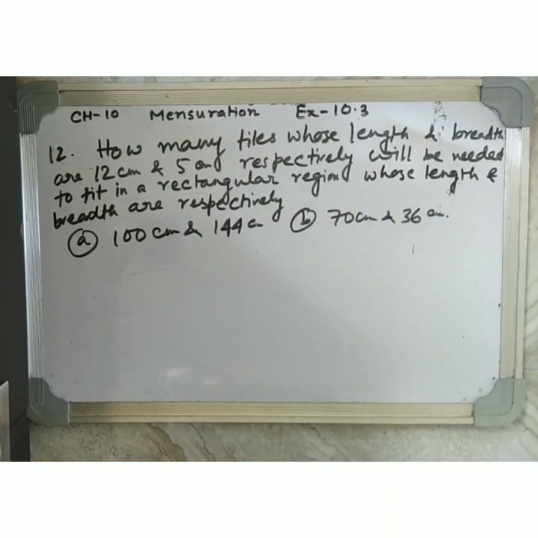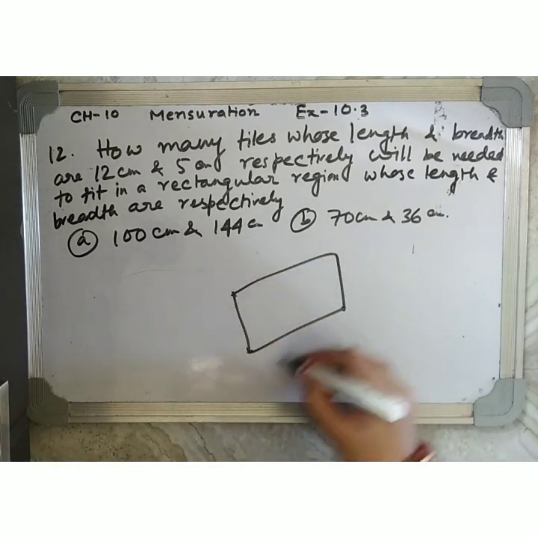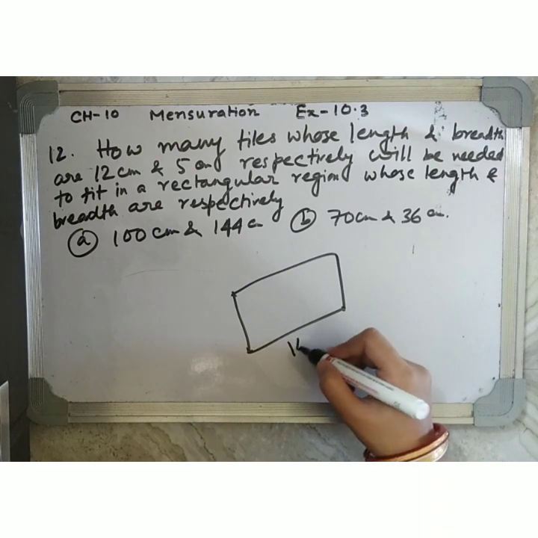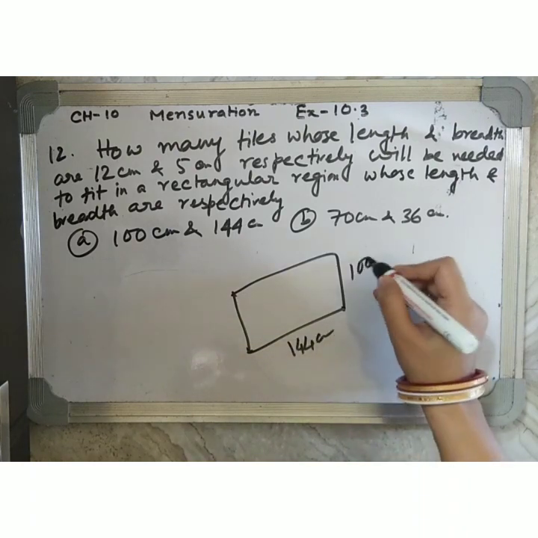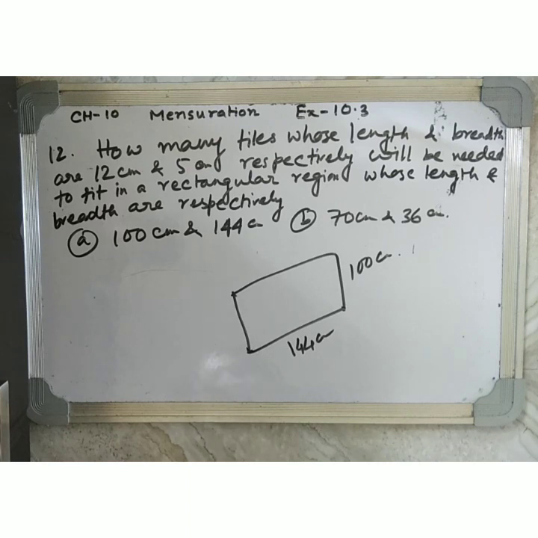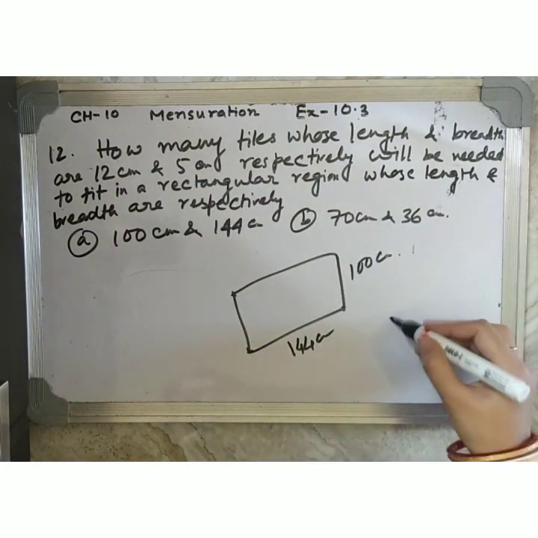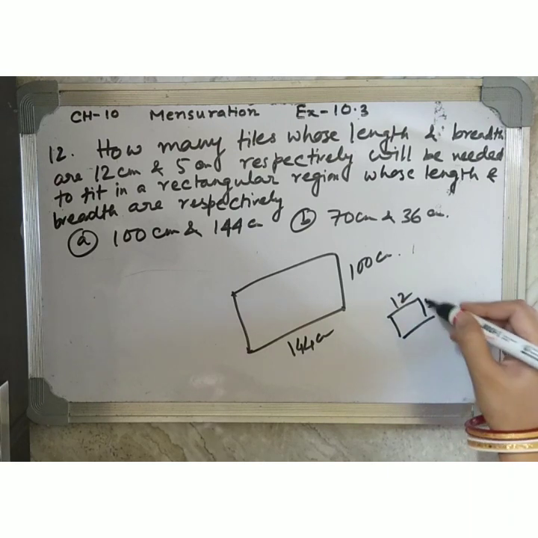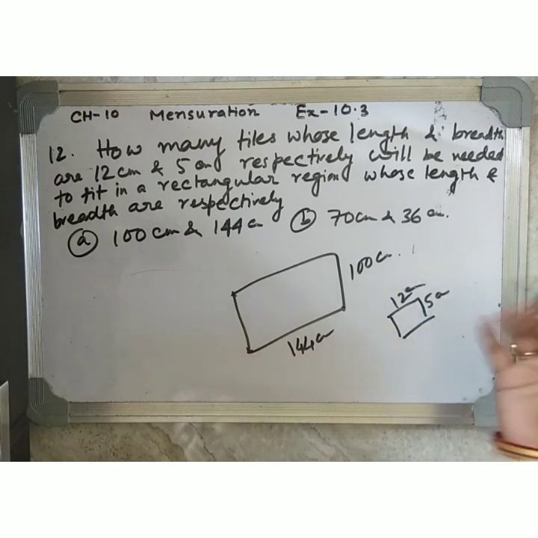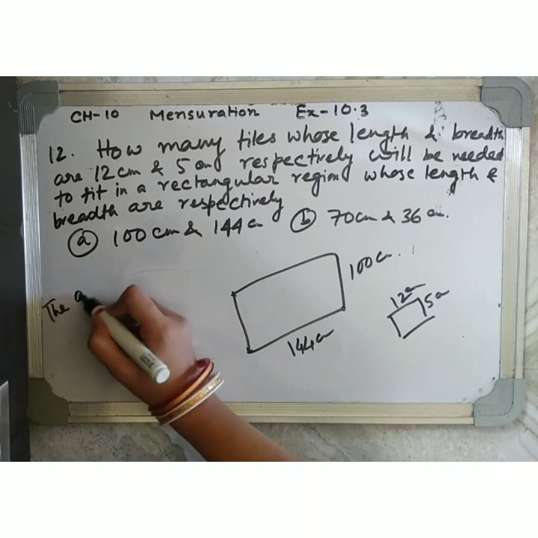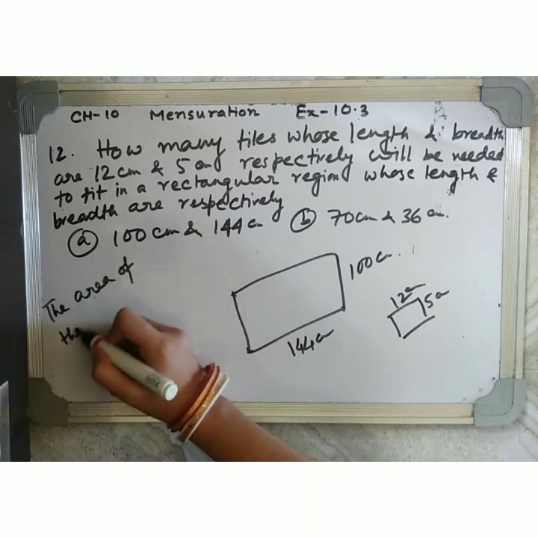Now for question number 12, it is written how many tiles whose length and breadth are 12 cm and 5 cm respectively will be needed to fit in the rectangular region. This is a rectangular region whose length and breadth are 144 cm, 100 cm, and this will be filled up by these tiles, where the length and breadth of each tile are 12 cm and 5 cm. Okay. So easily we can find the area of the rectangular region first.